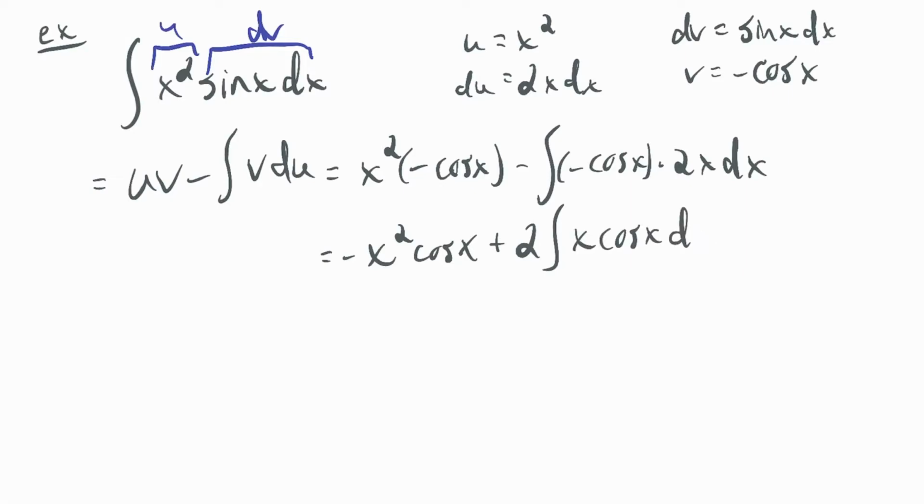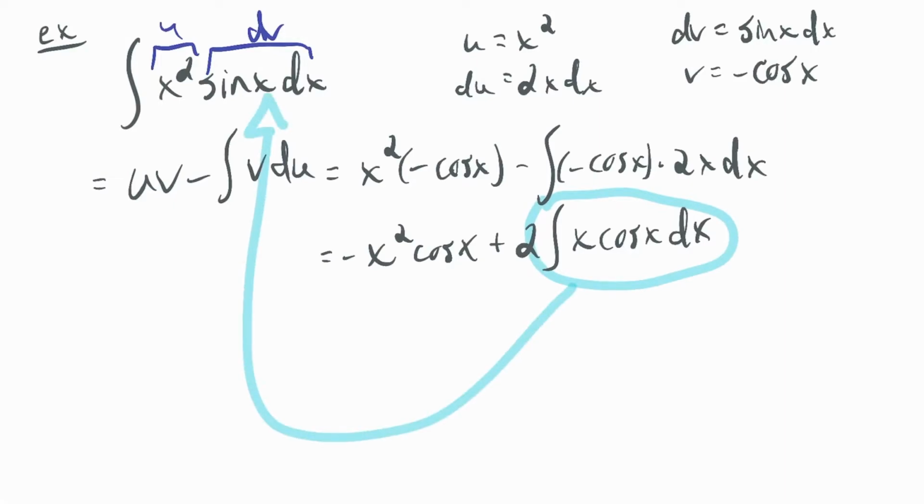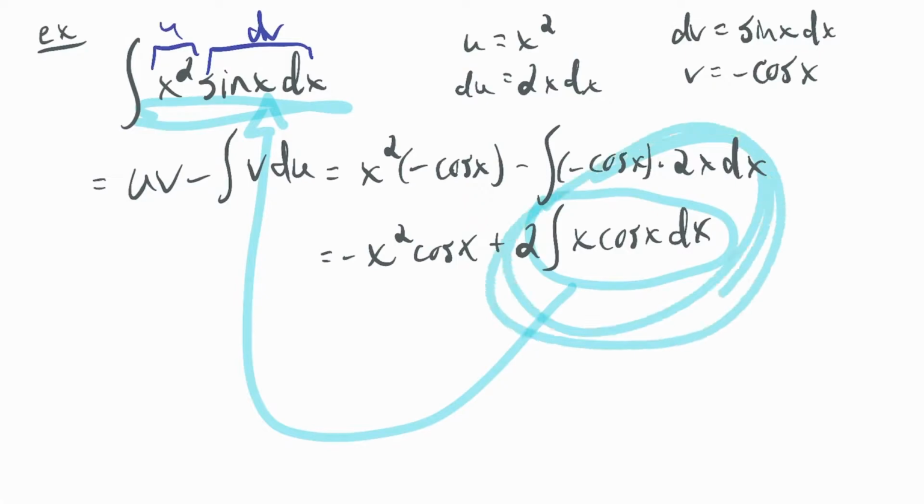Okay, so as before, the point of integration by parts is that the integrand you now have is easier to deal with than the one that you started with, right? x squared sine x dx is more complicated than x cosine x dx. And in fact, this one that we have now is a lot like the previous one, so we'll deal with it the same way.